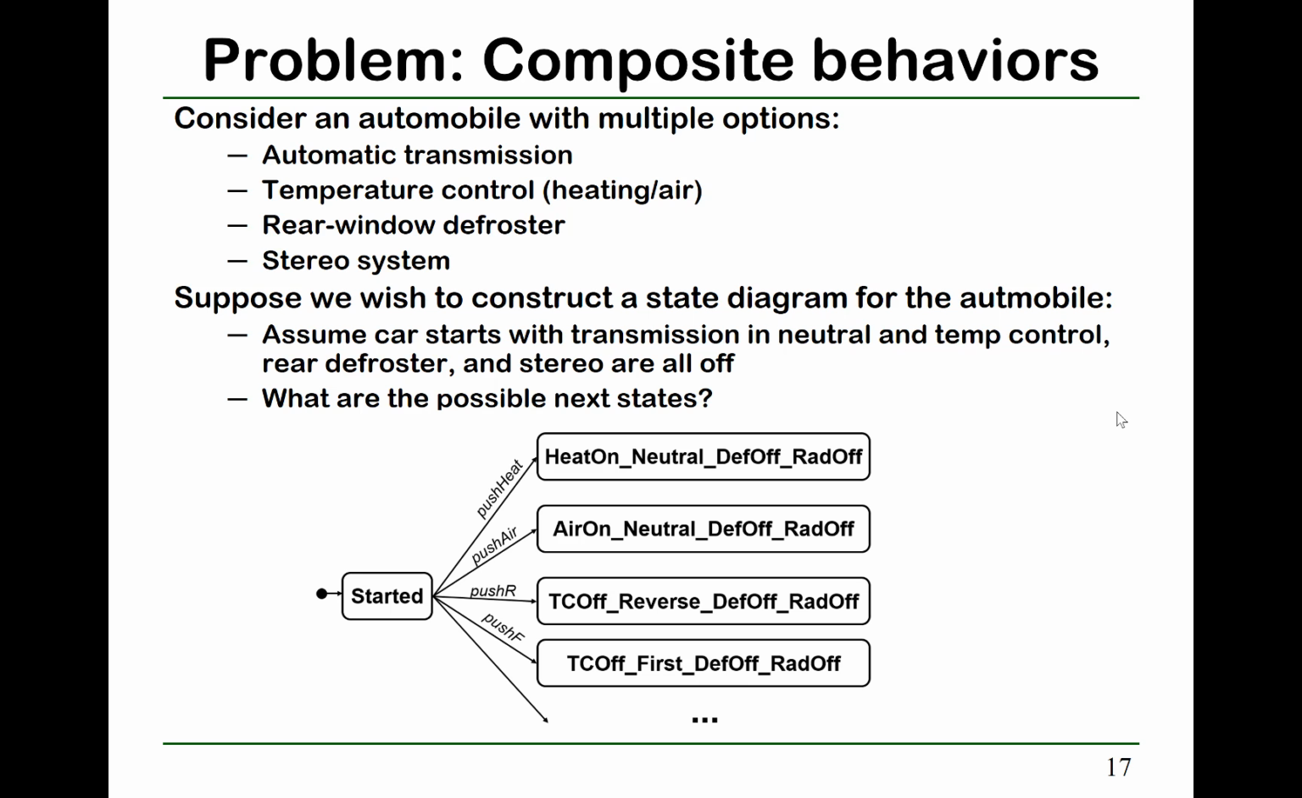And suppose that we want to construct a state diagram for this automobile. We can assume that the car starts when the transmission is in neutral, and the temperature is off, and the rear defroster is off, and the stereo is off also. So then what's the possible next state? There are many possible next states. For example, if you push heat, then the heat is on, it's still in neutral, the defroster is still off, the radio is still off. And if you push air, the air is on, still in neutral, and defroster off, and radio off, and so on. So there are many possible next states.